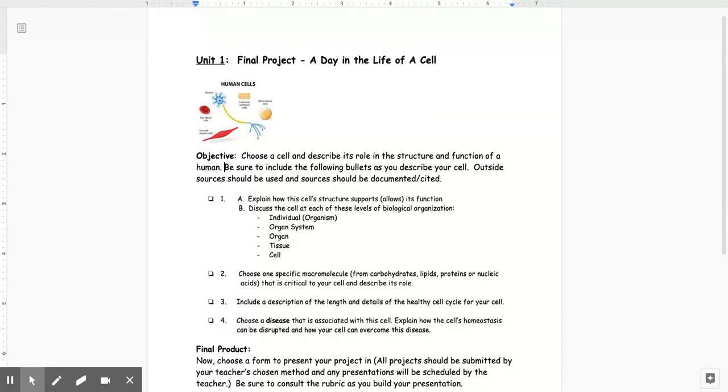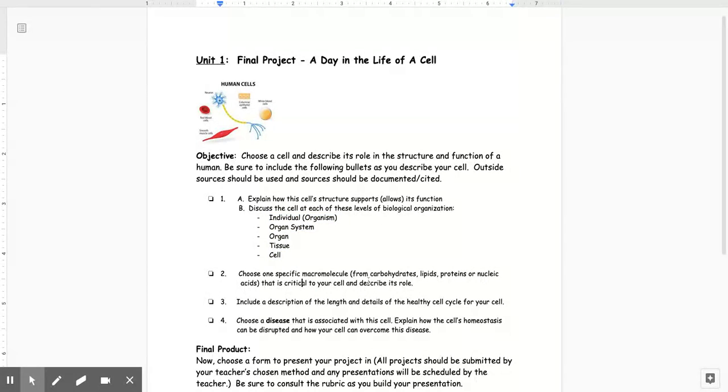And you want to start in part 1 by explaining how structure relates to function. So how does the cell look, and how is the way that cell looks important to its function? The next thing you want to do is discuss how that cell is incorporated into a tissue, into an organ system, and how it incorporates itself into the organelle. So that's part 1 of the project.